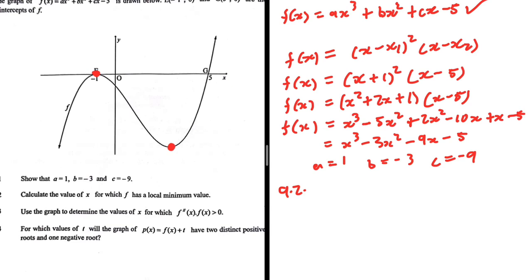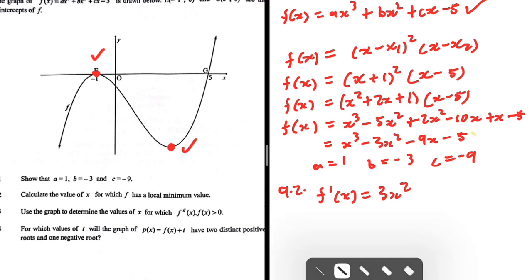Because the one at the maximum, the x value should be negative, right? We already have it. We know that it is minus 1. We're just looking for the x value at the minimum. So let's go ahead and do that. f prime of x, we're differentiating. We're going to get 3x squared. We're differentiating this function, right? Because now we have the values of a, b, and c. So 3x squared minus, is that going to be minus 10x? Not minus 10x, but minus 6x minus 9.